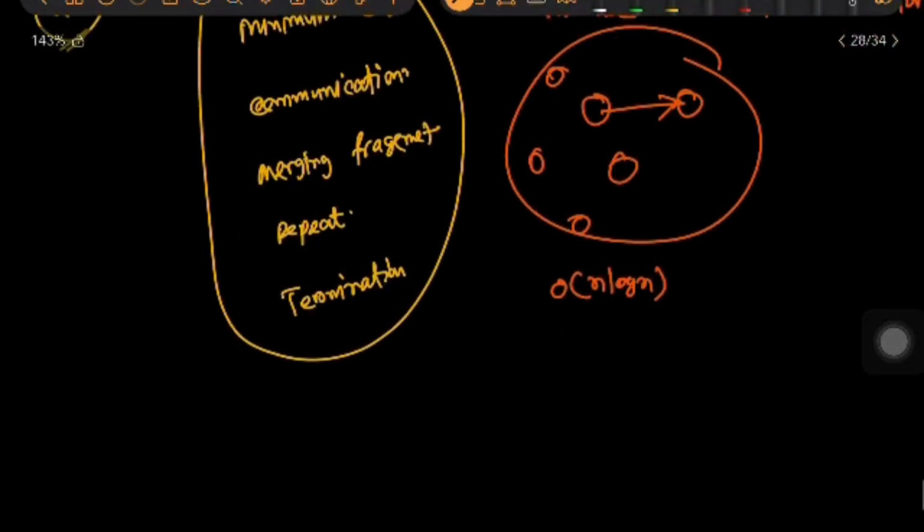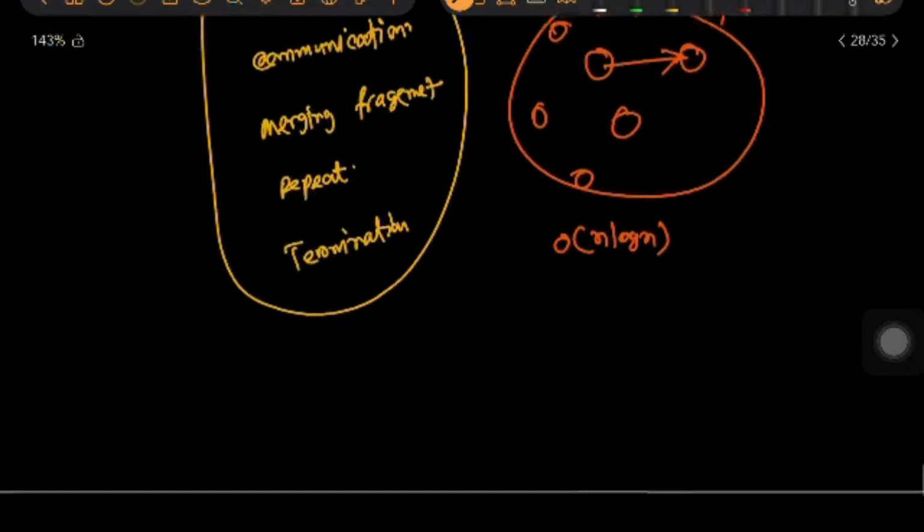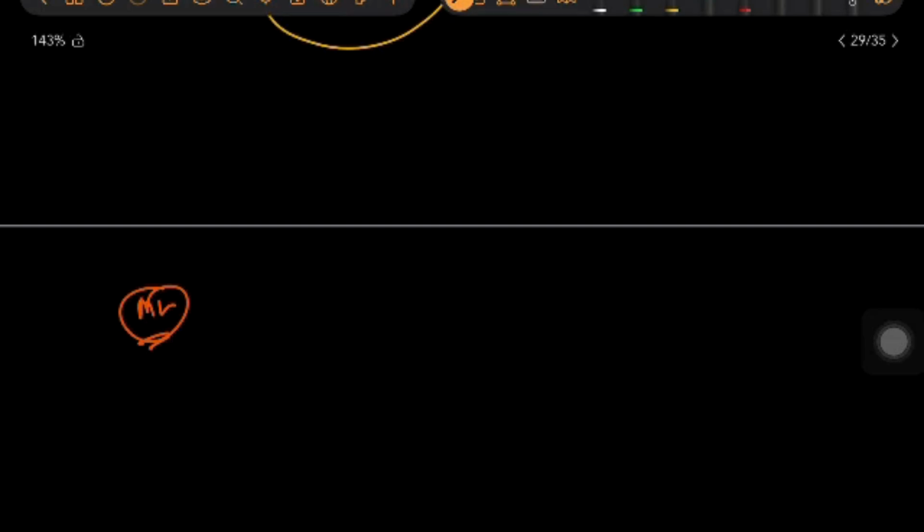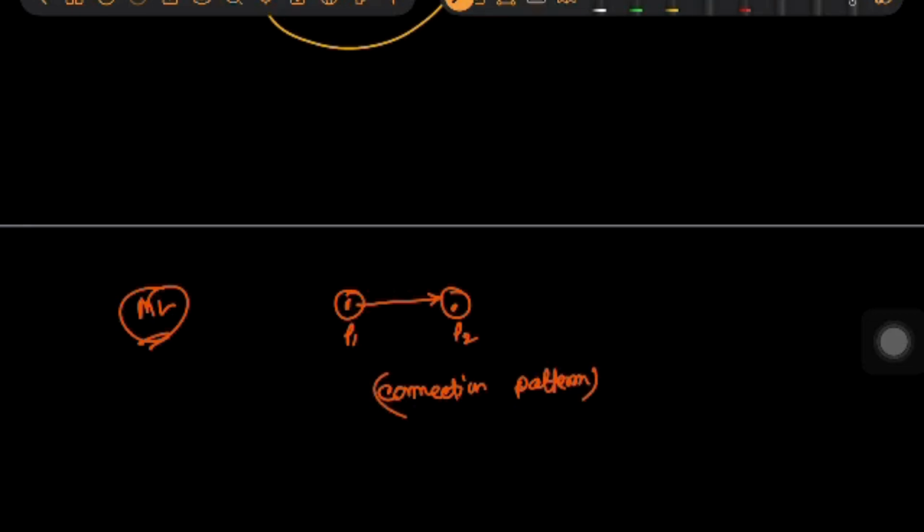In machine learning, MSTs are useful in cases where we need to find the most efficient structure or connection pattern among features or data points, like data point P1 and data point P2. We want to connect these points, and this is what we call a connection pattern. Then we need an MST.